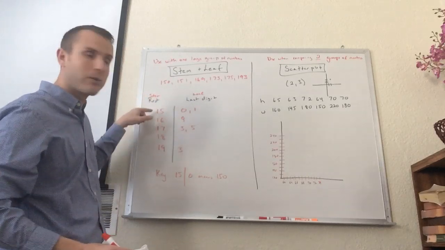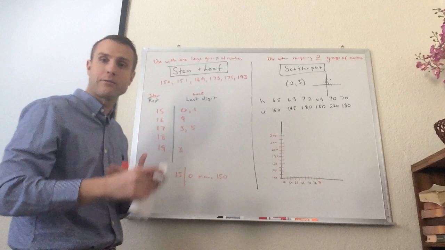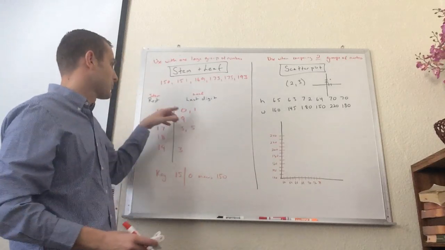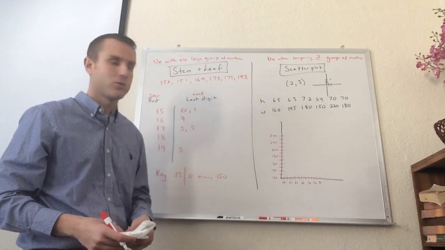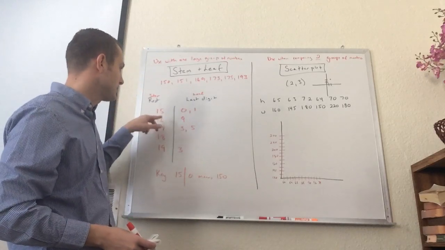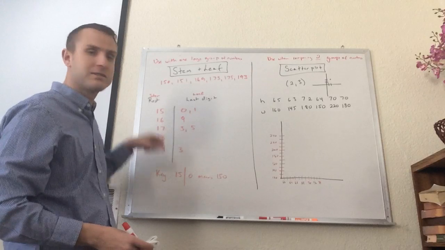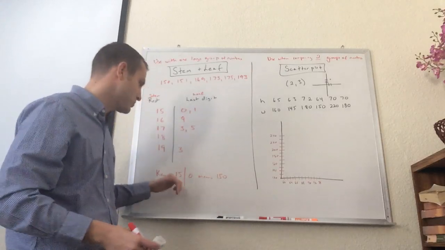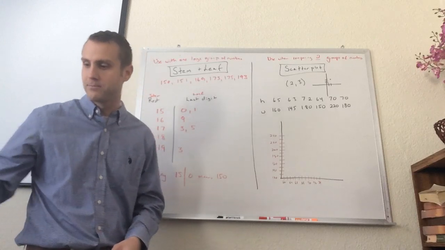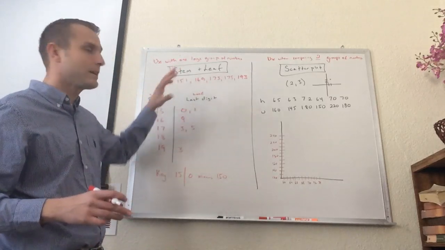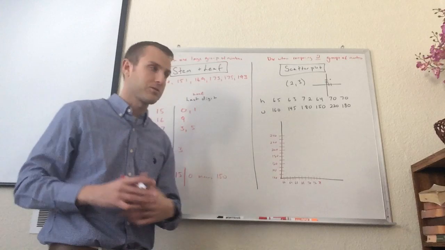On the left, I'm only going to write 1 for every 10. And on the right, I'm going to write which last digits do I have in that group. So this will be all my 150s, all my 160s, all my 170s, and so on. And then make sure you include the key so anyone reading it can understand what that's saying. So I'm going to use that stem and leaf plot if I have one large group of numbers.